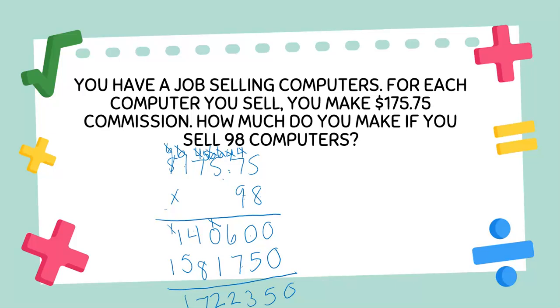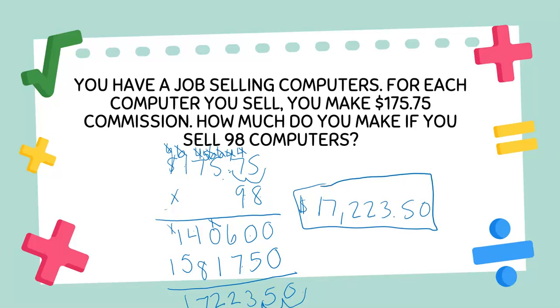Remember, how many decimal places do we have in our problem? We have none in 98, right? But we do have 1, 2 in 175.75. So we have to move our decimal 2 places to the left to account for it. $17,223.50 is our final answer. Hopefully this helped you with multiplying decimals.